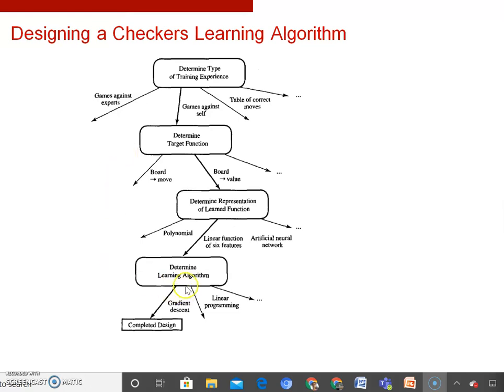The next step is determining the learning algorithm. The target function can be learned by using a variety of methods like gradient descent, linear programming, etc. And finally, once a machine learning system is properly trained, we get the completed design. So these are the different steps involved in designing a machine learning system.